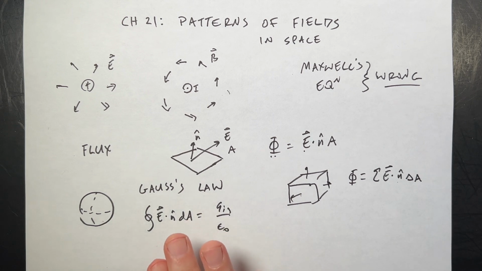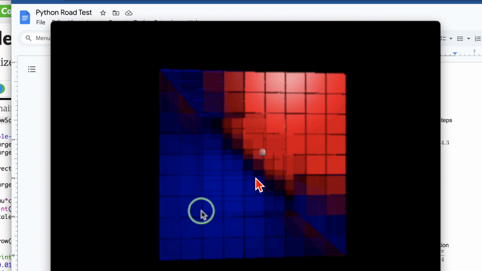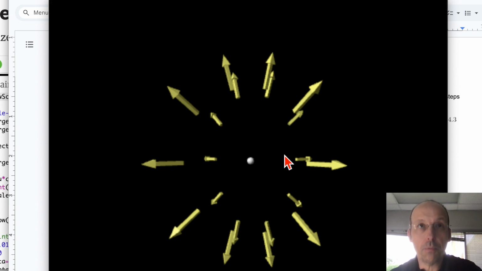I'm going to show you Gauss's law for a point charge and a sphere. So let me go back to my Python code over here, my animations. And here we have the electric field due to a point charge.